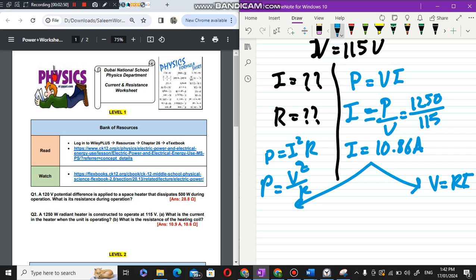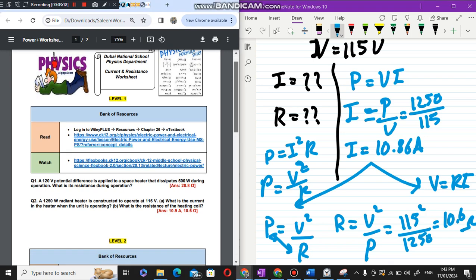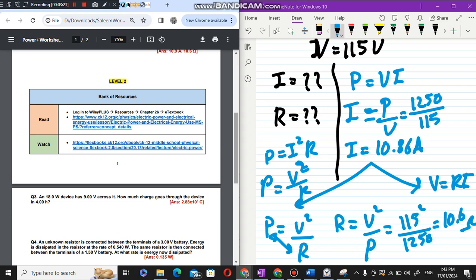So let's use this one. So power is equal to V squared over R, which means that we can change positions of P and R. So R will be equal to V squared over P, which is equal to 115 squared over 1250, which will be 10.6 ohms. This is for the power lesson. Let's see if we have another question.